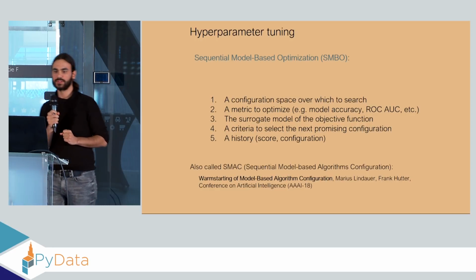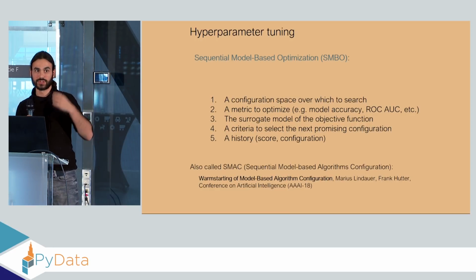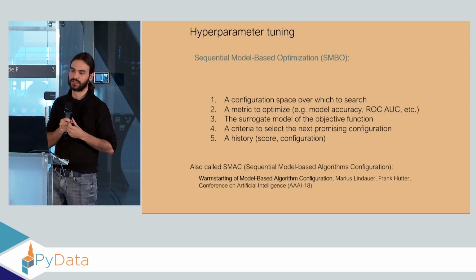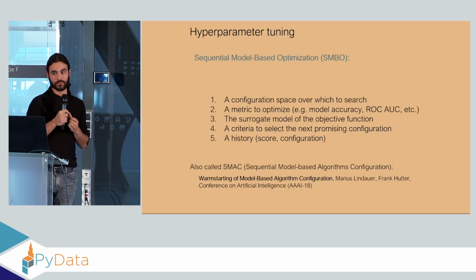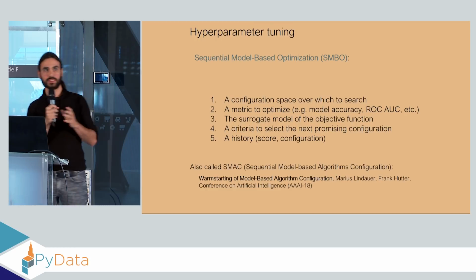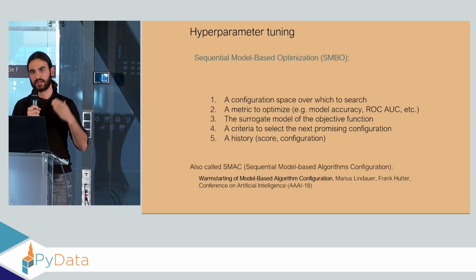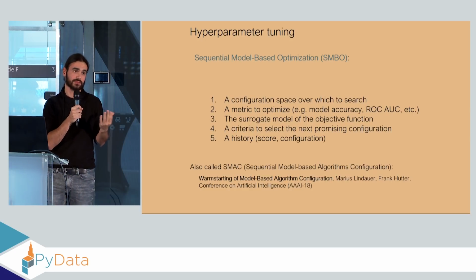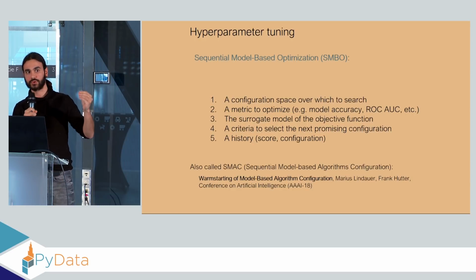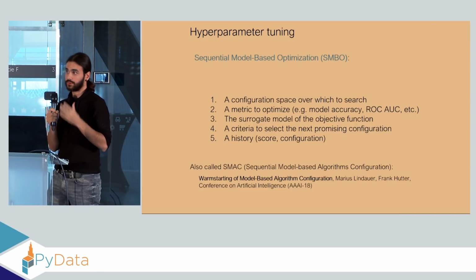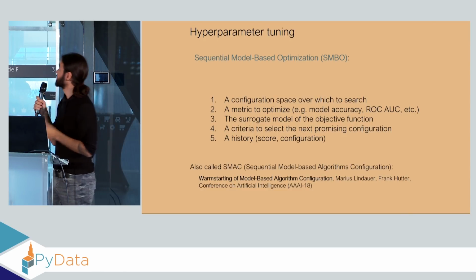So for SMBO, what do you need? You need a configuration space over which you will search for your configurations for your parameters. You need a metric to optimize, which is the metric of your model, usually the model accuracy or something a little bit more evolved depending on your problem. You need, the most important part is the surrogate model that you need. So the surrogate model is a kind of approximation of your objective function. So you would like to optimize a functional that is usually really hard to approximate, and it's kind of a black box. So you will build a surrogate that will be much easier to optimize. You also need a criteria to know the next promising configuration.